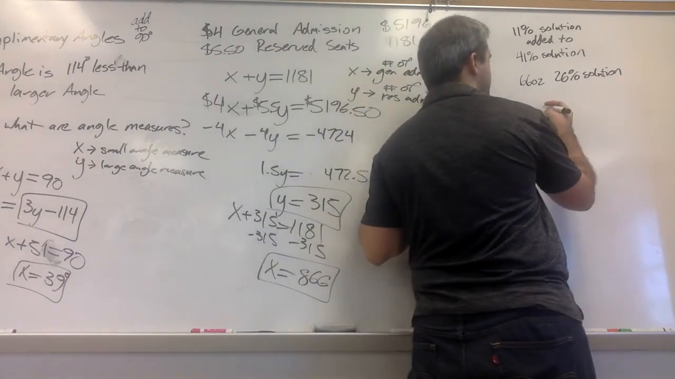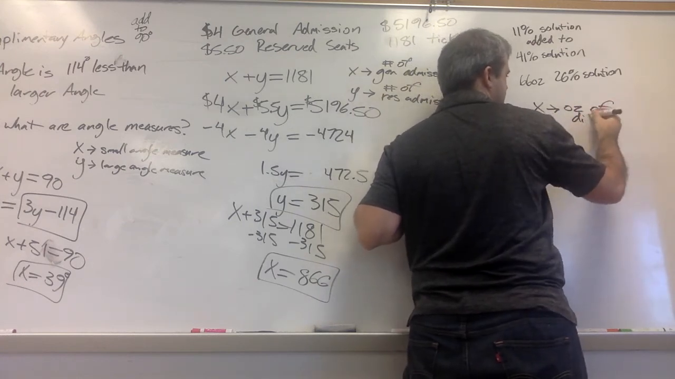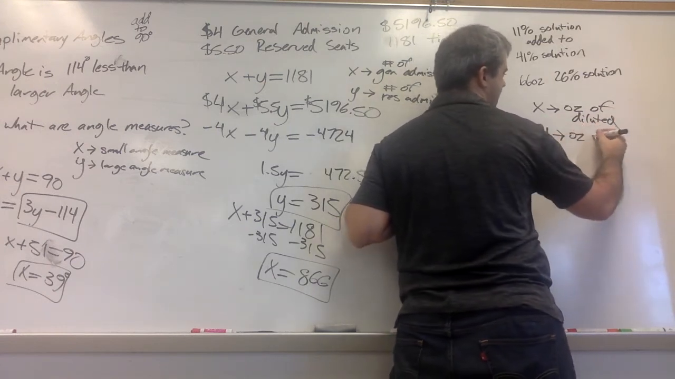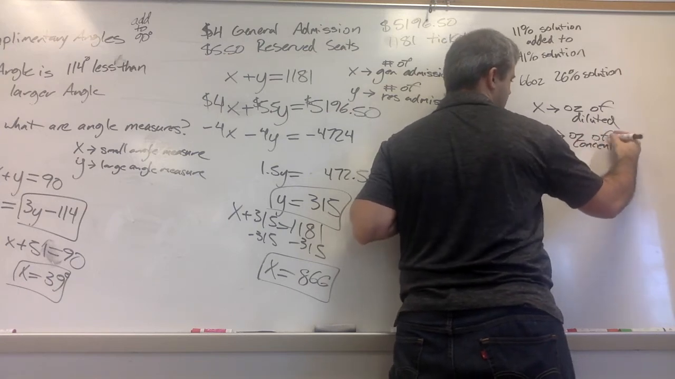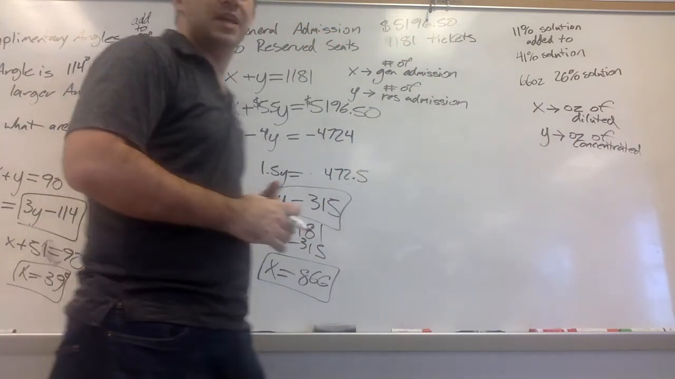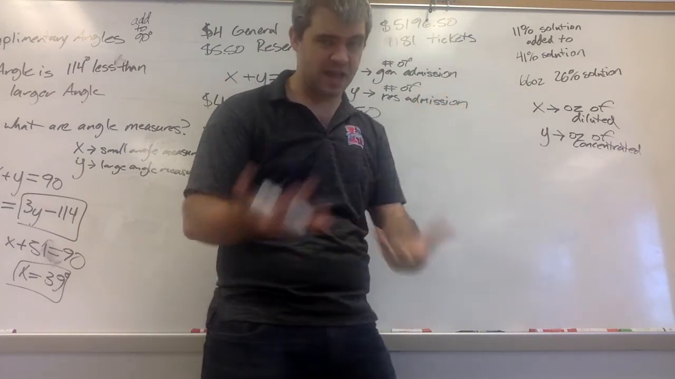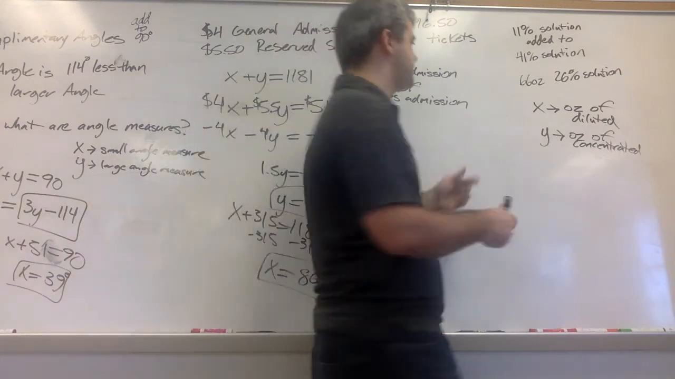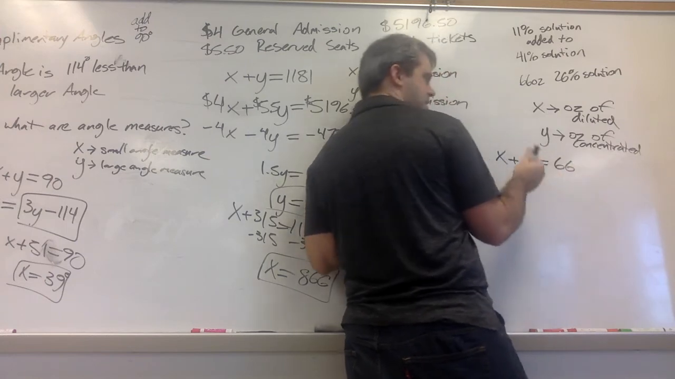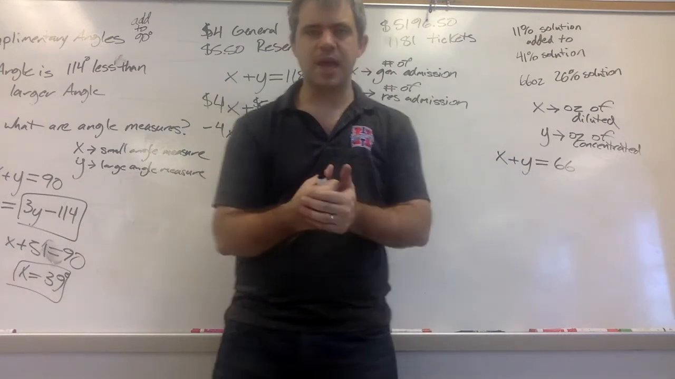Okay, so X is going to be my ounces of diluted, and the other one is going to be my ounces of my concentrated solution, or at least more concentrated. So again, if this is the ounces of this, and this is the ounces of this, and this is just the total ounces, well, then this is pretty simple. I just say X plus Y equals 66. The ounces of the first one plus the ounces of the second one equals the total ounces. Okay, that one's pretty simple.